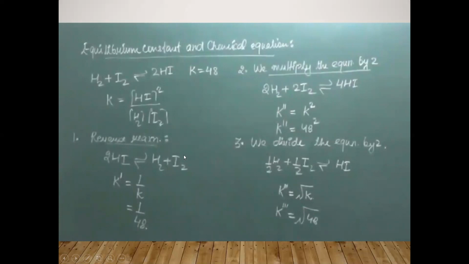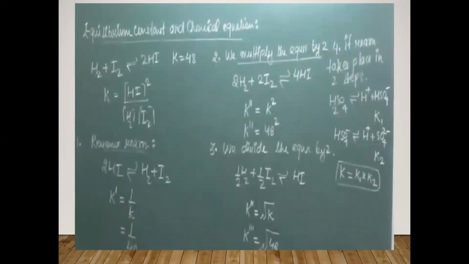Clear? So it means if we are reversing the reaction, the equilibrium constant will be the reciprocal of the original reaction. If I multiply this by 2, the equilibrium constant will be the square of this equilibrium constant. And if I divide the reaction by 2, the equilibrium constant will be the square root of this. I have taken this reaction as an example, but this will remain the same for all reactions. Whenever we want to calculate the equilibrium constant for reverse reactions, or when we multiply the reaction by any number, or when we divide the equation by 2, we can calculate by this.